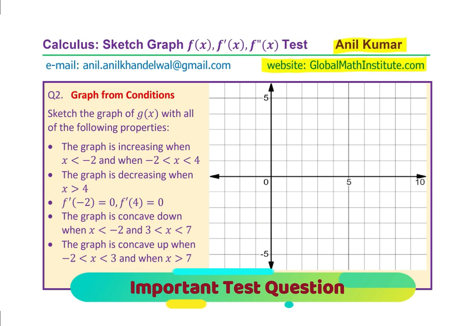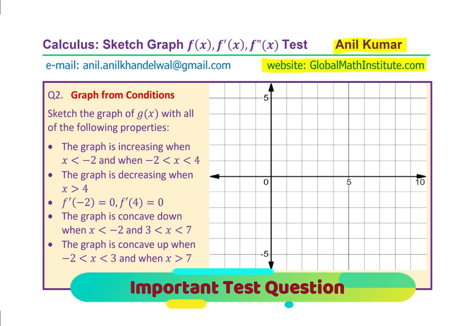Here is one of the questions which I posted earlier, and many of you will like to understand its solution. So I'm taking it once again. The question number 2 asked was, sketch the graph of g of x with all of the following properties. The graph is increasing when x is less than minus 2 and when x is greater than minus 2 and less than 4. The graph is decreasing when x is greater than 4.